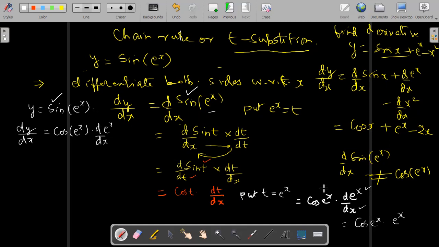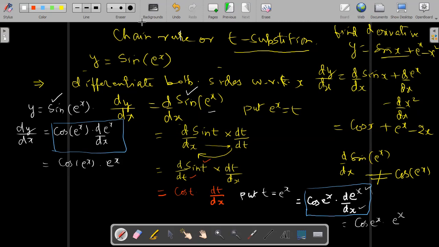You can see that we have reached directly to this point, by writing this way, without taking any t substitution. Then after this, it is very easy. Now we can differentiate e to the power x. So we get cos e to the power x into e to the power x. So whatever functions are there, you will go like this.